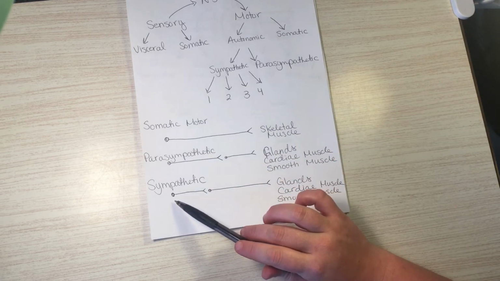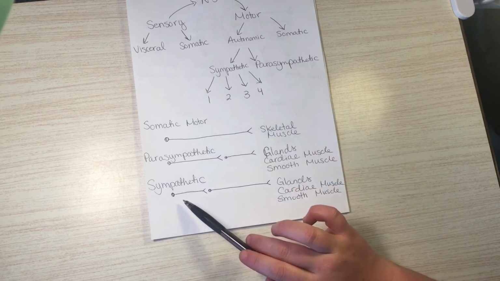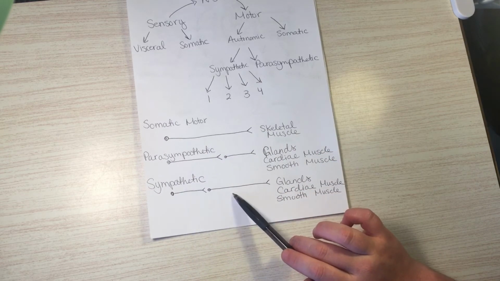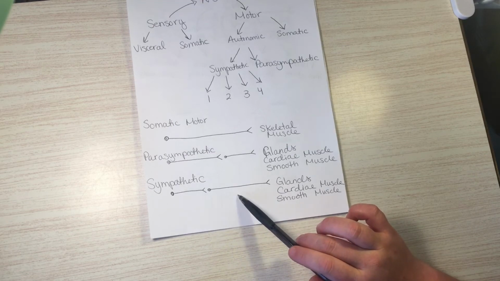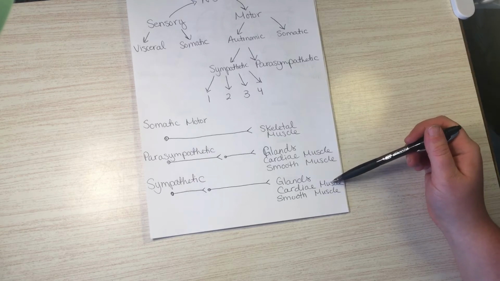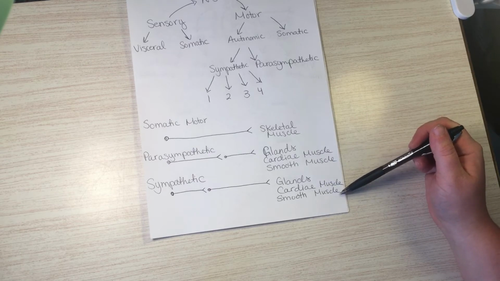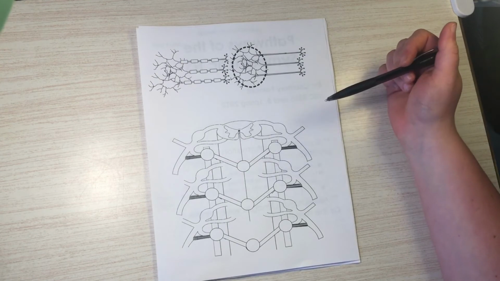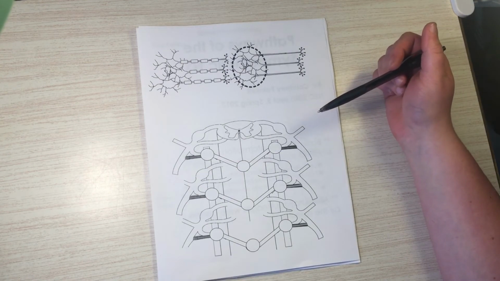In the sympathetic nervous system, we have the inverse. We have a short presynaptic neuron and a long postsynaptic neuron. But once again, that postsynaptic neuron is going to a target organ, either a gland, cardiac muscle, or smooth muscle, all of which are involuntary. Now let's talk a little bit about the structures we need to know for the 4 sympathetic pathways.